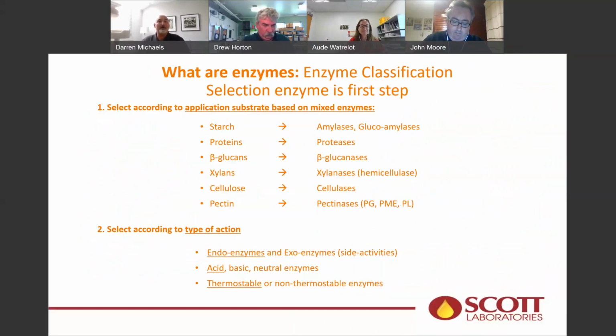So when you're going to think about using an enzyme, the first thing you want to do is see what kind of substrate you're trying to work on. In general, if you're using a starch, you might use an amylase. If you're trying to work on proteins, you use a protease. You kind of get the picture. If you add an -ase to it, that's the enzyme for the substrate, typically. So if you want something to work on cellulose, you'd use a cellulase.